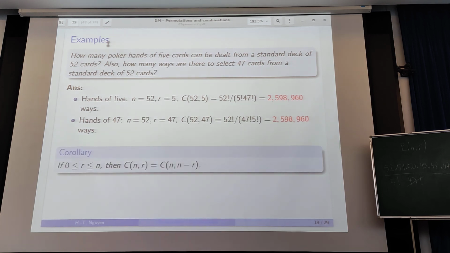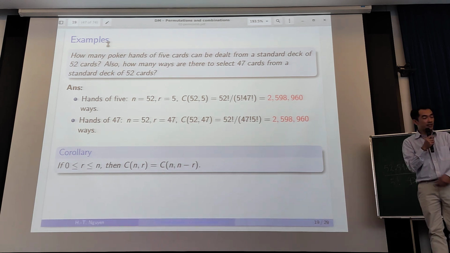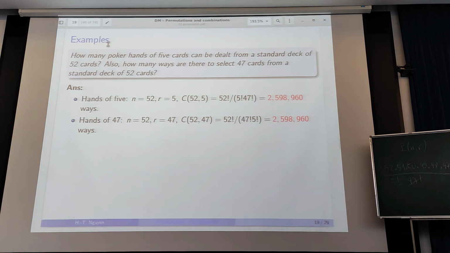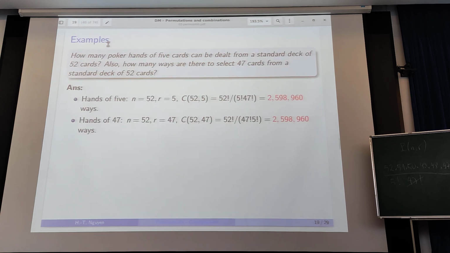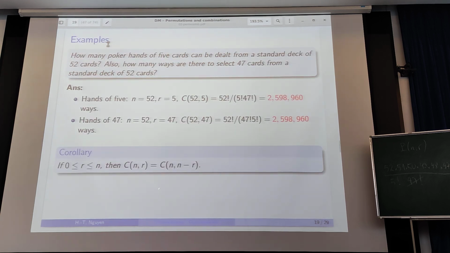So in general, if you exchange the row of R and N minus R, the result is the same. You may have already noticed this in the formula here. You can see there is a symmetry between R and N minus R. So if you replace R by N minus R, then the right hand side remains the same.